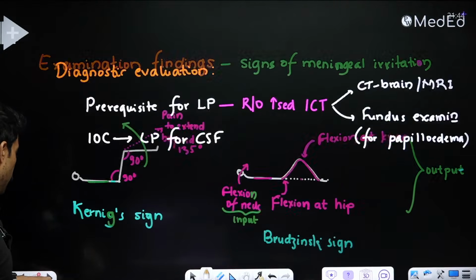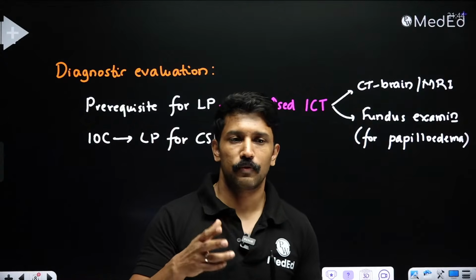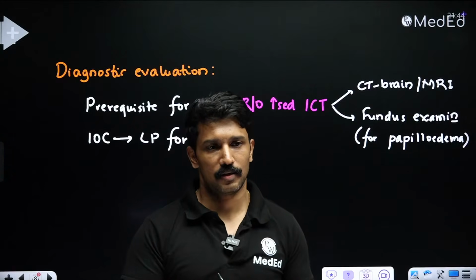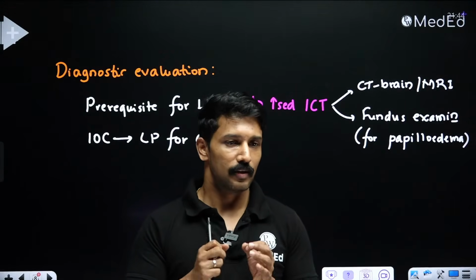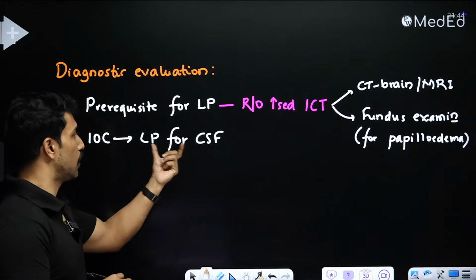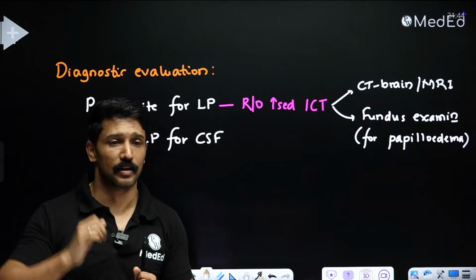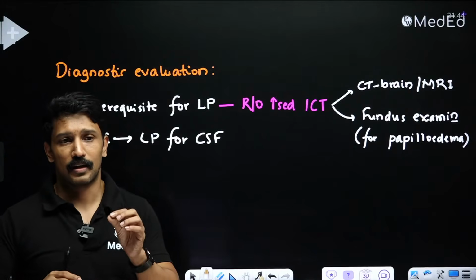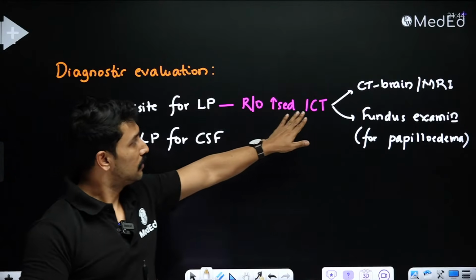So if these are positive, we are considering that meninges are irritated in the context of fever, neck stiffness, and headache. It's highly suggestive of meningitis. We will investigate now for the etiological diagnosis. The investigation of choice is going to be the lumbar puncture for CSF analysis, but many patients with meningitis will have raised intracranial tension. So before I put the needle, I should make sure that the intracranial tension is not elevated.